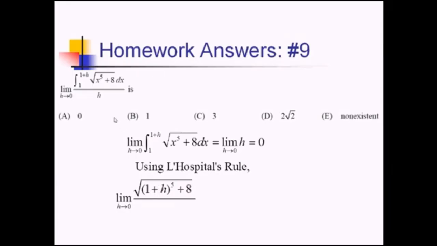Now doing the denominator, derivative of h with respect to h, that's just going to be 1. And so now I don't have an indeterminate form anymore. If I plug 0 in here, I've got the square root of essentially 1 plus 8, square root of 9, which gives me 3. Choice C.